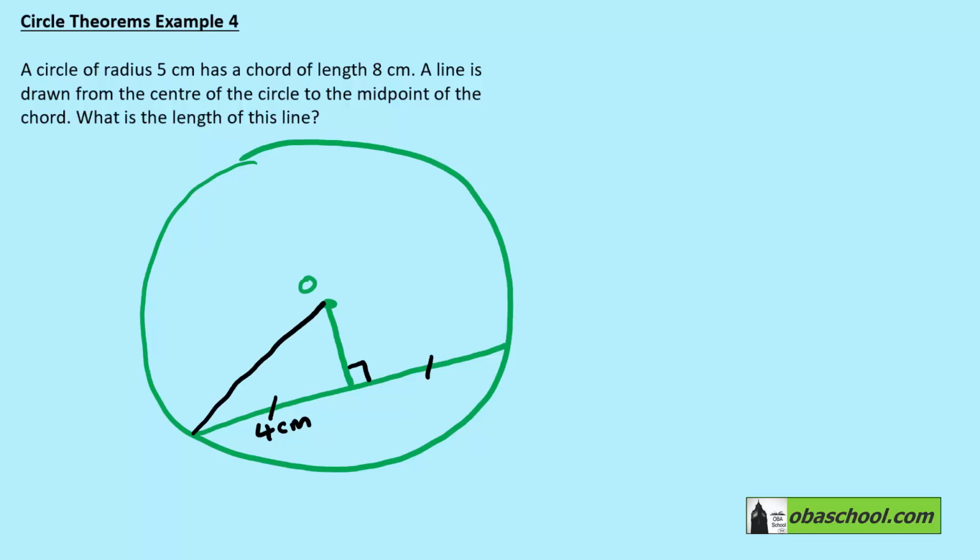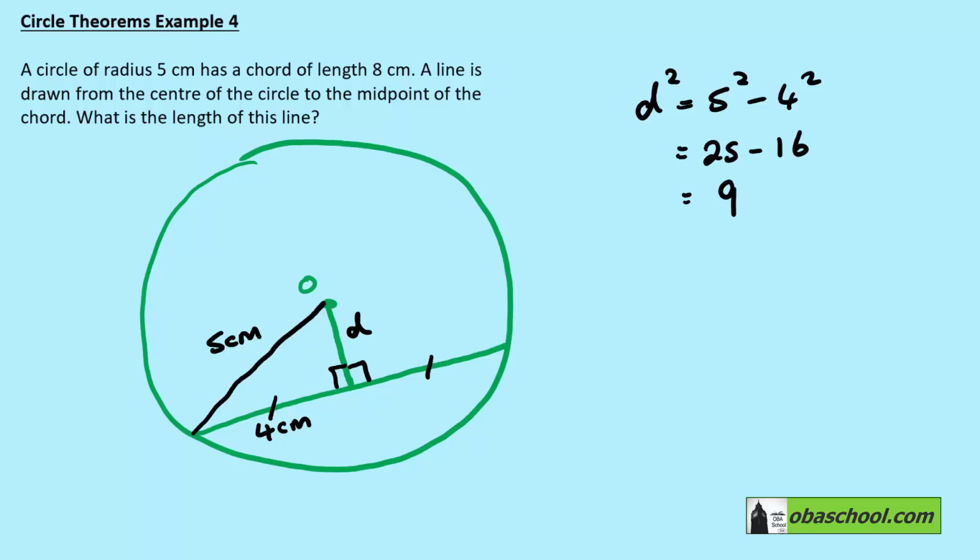The radius is 5 centimeters. And of course, this is a right angle. This is the distance we're trying to find, so we can use Pythagoras' theorem. So d squared would be equal to 5 squared take away 4 squared, which is 25 take away 16, which is 9, and therefore d would be 3 centimeters.